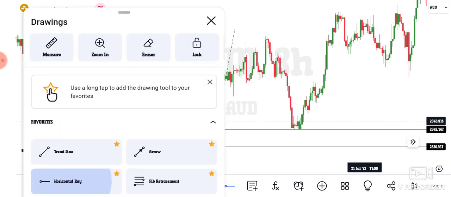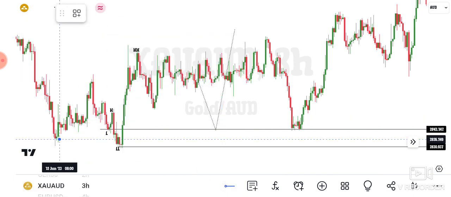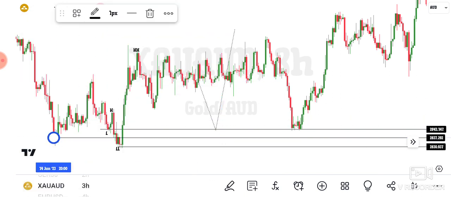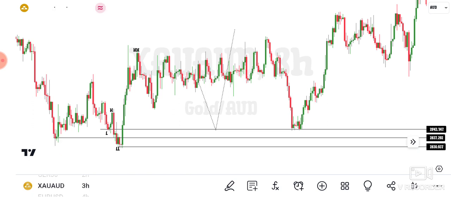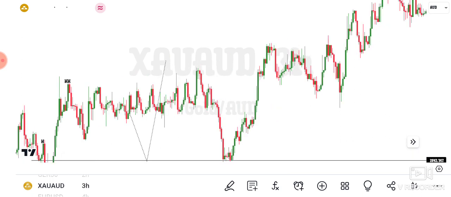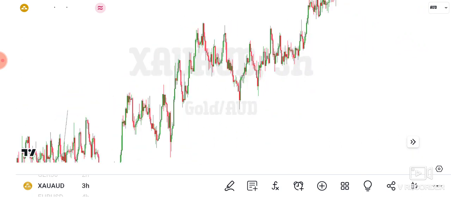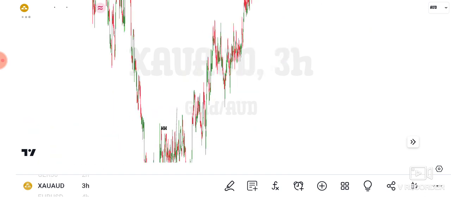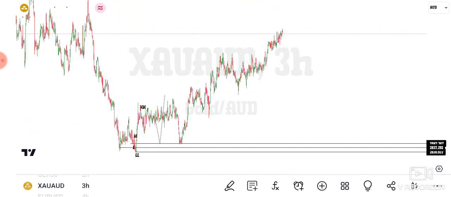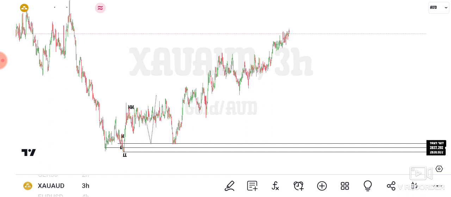We had this one as our main QML. Yeah, so this was the main QML, but we had the other QML inside. So that is how you identify the QMLs. And you can see very well after the move, after mitigating the QML level, the market moves very well without even going back.